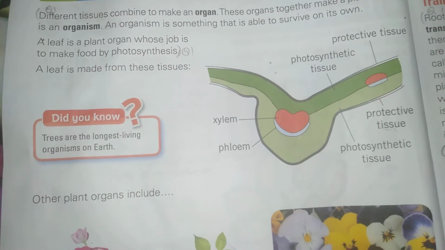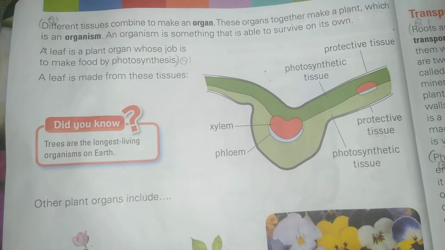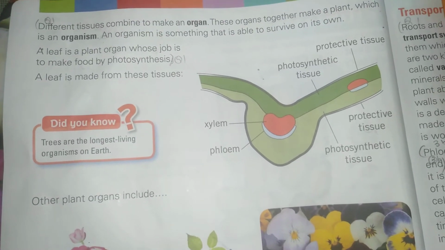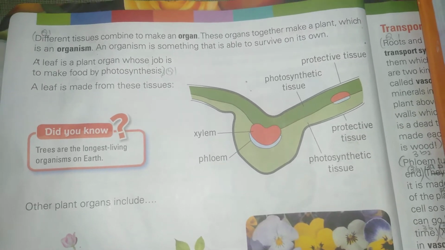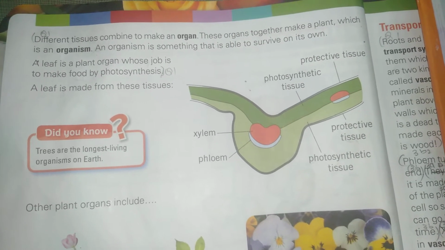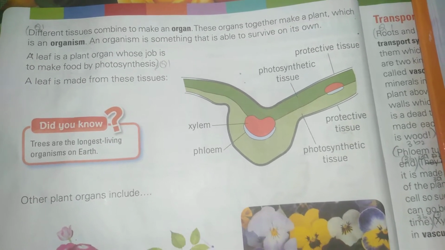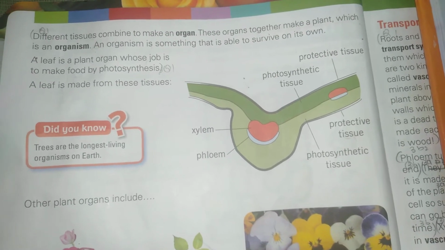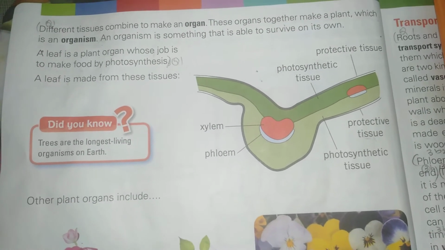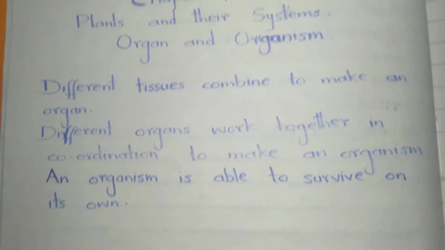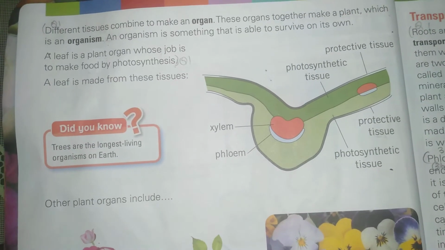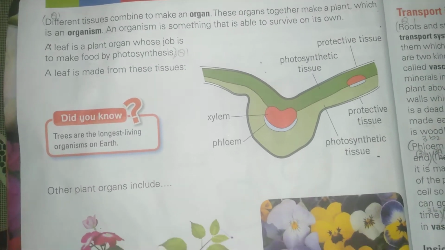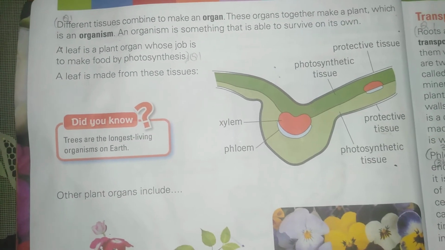Today our topic is organ and organism. We know that different tissues combine to make an organ, and these different organs work in coordination to form an organism. An organism is something that is able to survive on its own. For example, different organs of the plants are leaves, stem, roots, flowers.